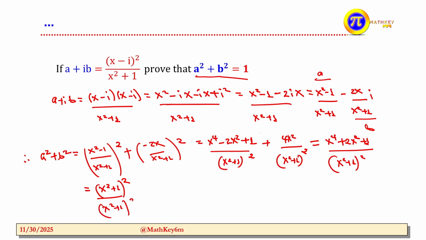That means a number divided by the same number. The same expression we have, x square plus 1 the whole square over x square plus 1 the whole square, is equal to 1. Therefore, the result that we want to show is proved. This is what we want to show.